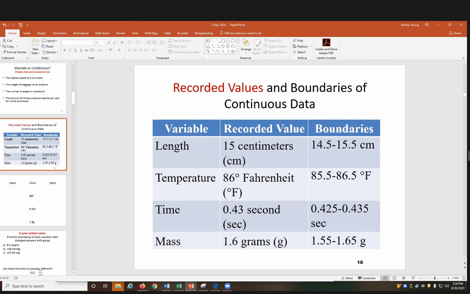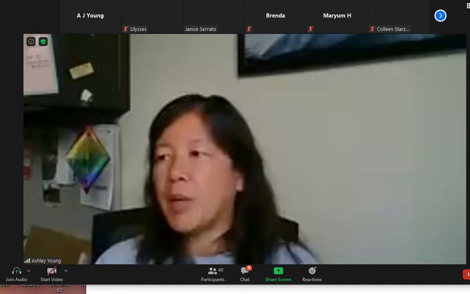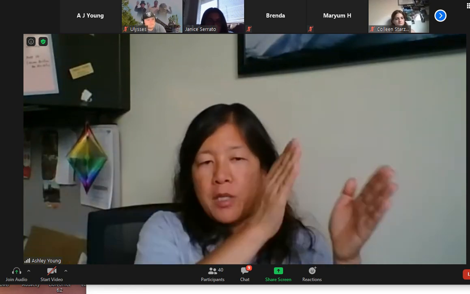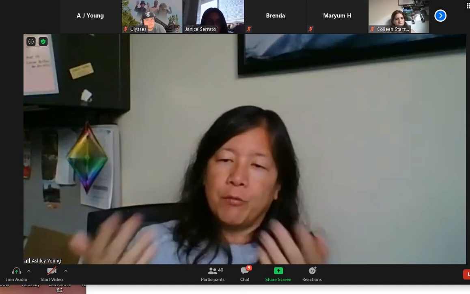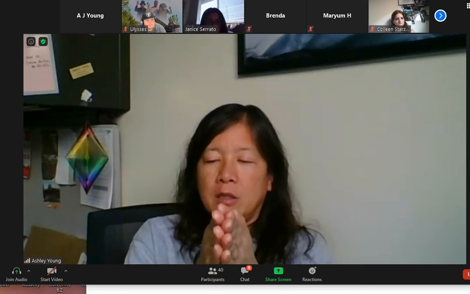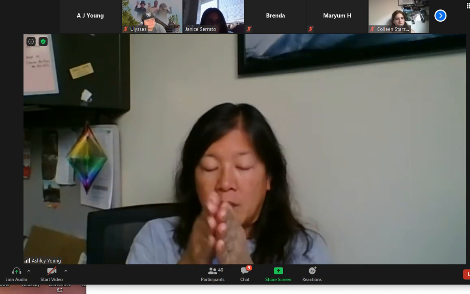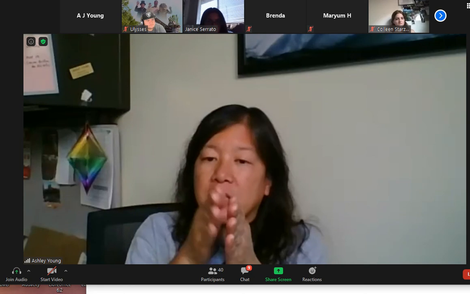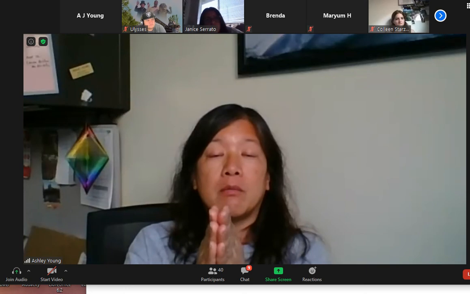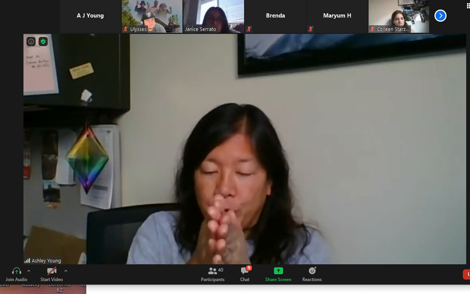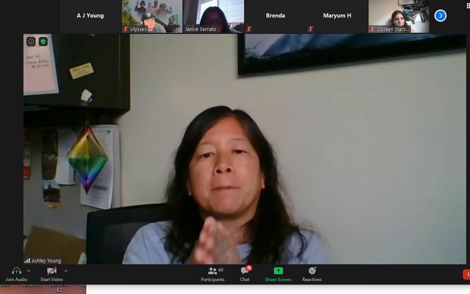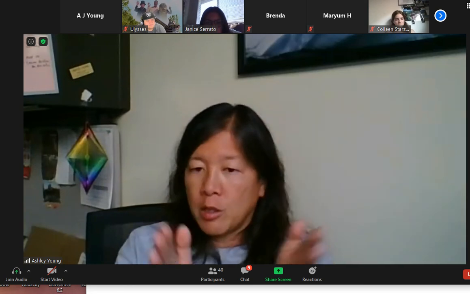If I have this ruler and it only goes in whole centimeters, then I can't measure 15.6 centimeters. So here's my 15, here's 14 centimeters, here's 16 centimeters. Everything that's 14 and a half to 15 and a half, I'm just going to call that 15. Does that make sense for folks? So the boundary for 15 is anywhere from 14 and a half to 15 and a half, that's going to be 15. And those are the boundaries.